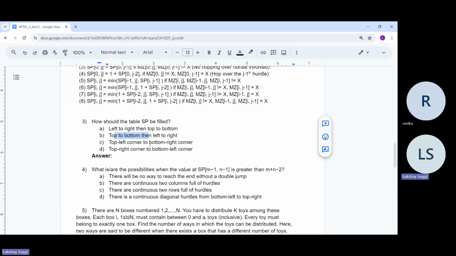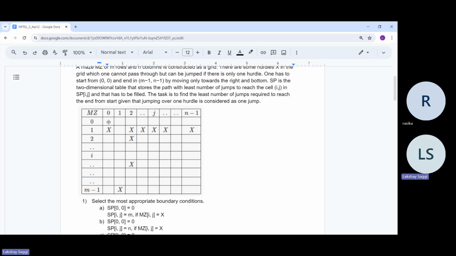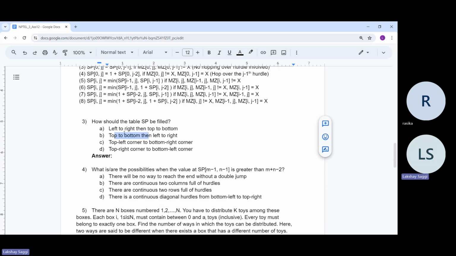Similarly, B option is saying top to bottom, then left to right. So we'll be filling first this top to bottom. So this row, this row, this row, this row. And inside the row, we are filling it up left to right. So whenever we are in the ith row, first we'll be filling up 0th column, then first column, then second column, then third column, and so on.